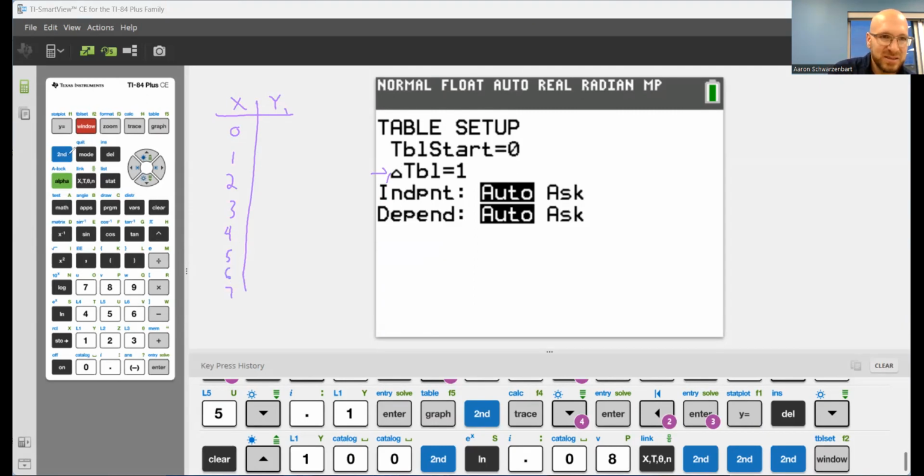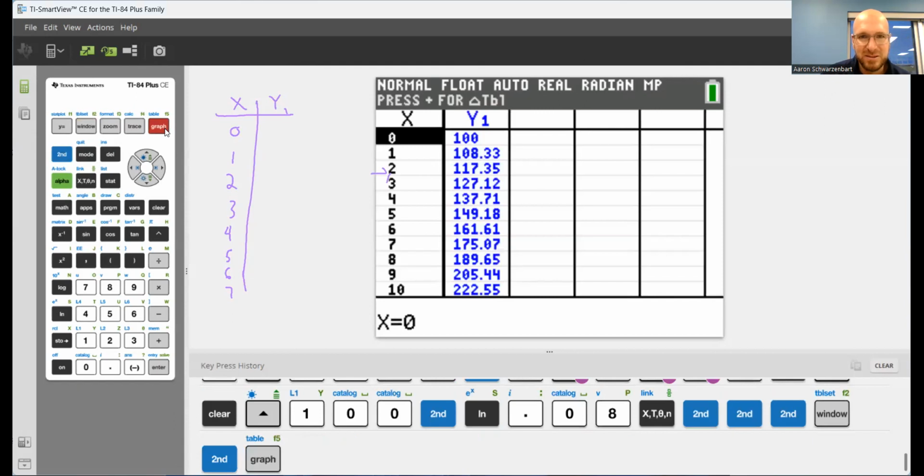Do I want to go by halves, twos, threes, fours? So this one looks like it's set up perfect. The default tends to be that. Okay, so year 0, we got 100. Year 1, 108. Year 2, 117.35. Year 3, 127.12, etc., etc. Year 7, 175 and 7 cents. Okay, that is 3.6 part 1. We'll do part 2 tomorrow.